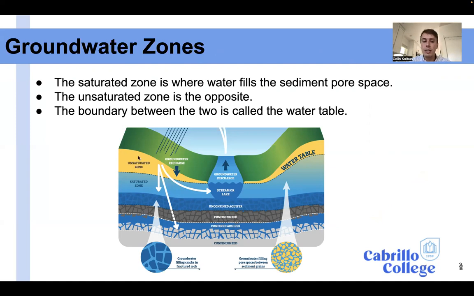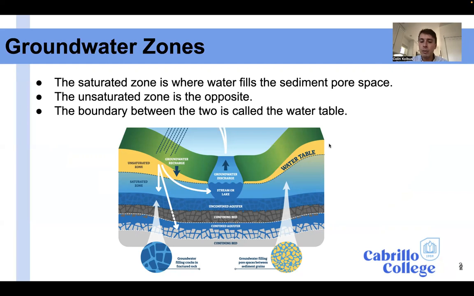Your unsaturated zone is on the top here. You have in the yellow, that is the part where the sediment is not filled with water. The saturated zone is saturated with water. The sediment is completely filled with water. All of its pore space is filled with water. And that composes an aquifer. Aquifers are nothing but water stored in sediments.